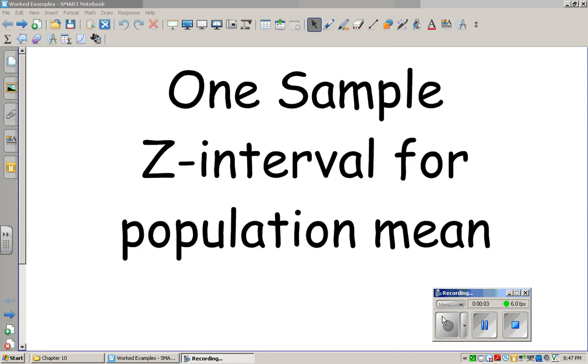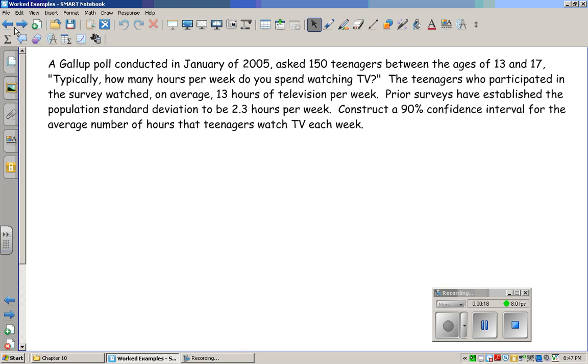Hello everyone, I'm going to work through a couple of examples here on how to construct a one sample z interval for the population mean. So hopefully you'll be using this to help you review and prepare and get ready for a future test on Chapter 9 and Chapter 10. So here's your first example.